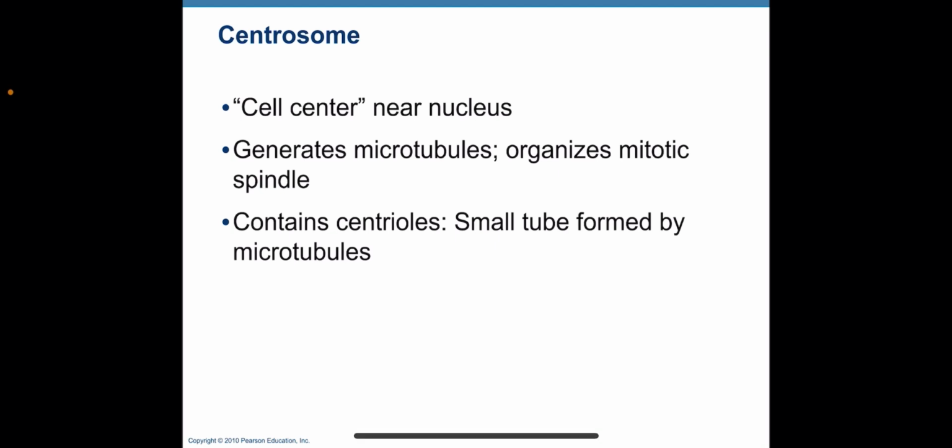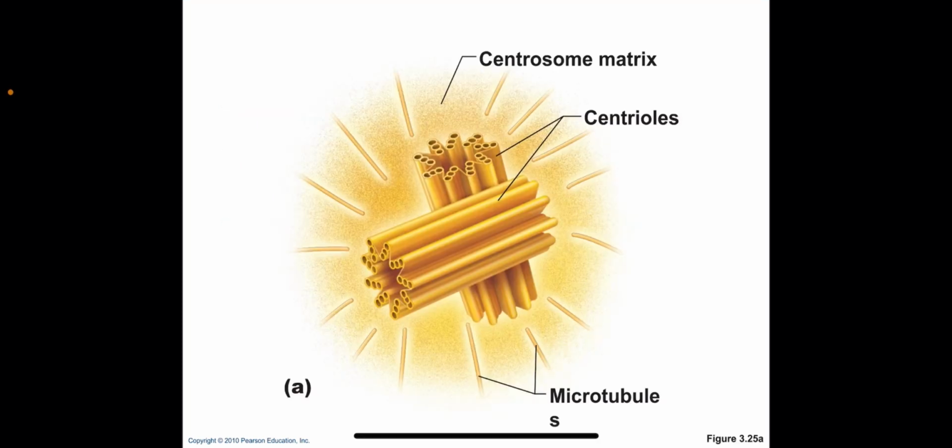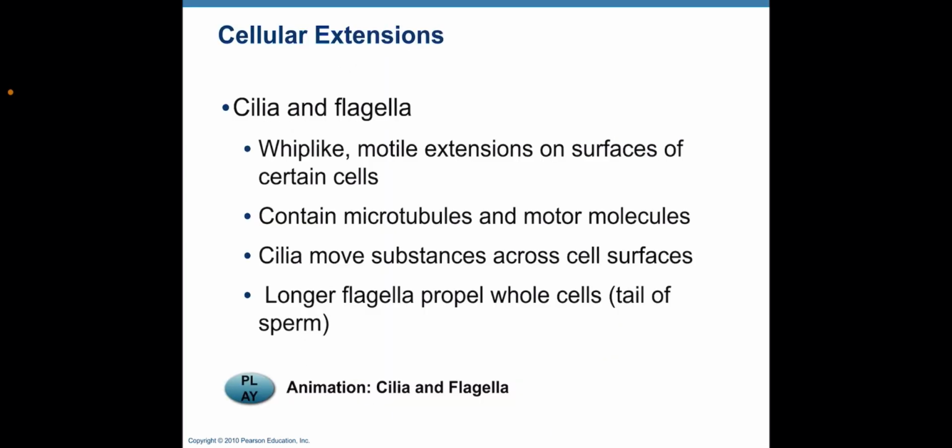So centrosome, you can remember this because it's the center of the cell. It's near the nucleus, and it generates all microtubules and organizes mitotic spindle division. So we can see this. It contains centrioles, small tubes formed by microtubules. So you can see it here. They're almost star-shaped. You can see the centrosome matrix and the centrioles and the microtubules coming to attach to it to be able to divide and move how they need to.